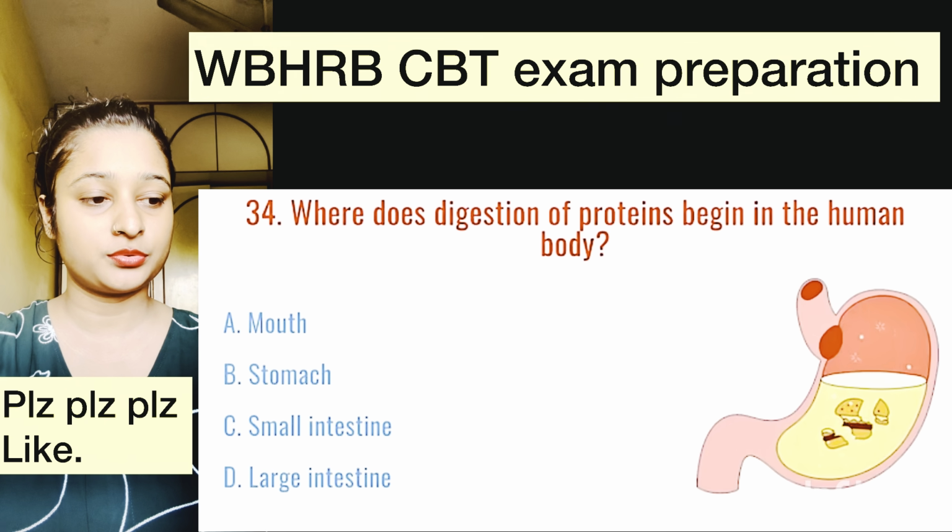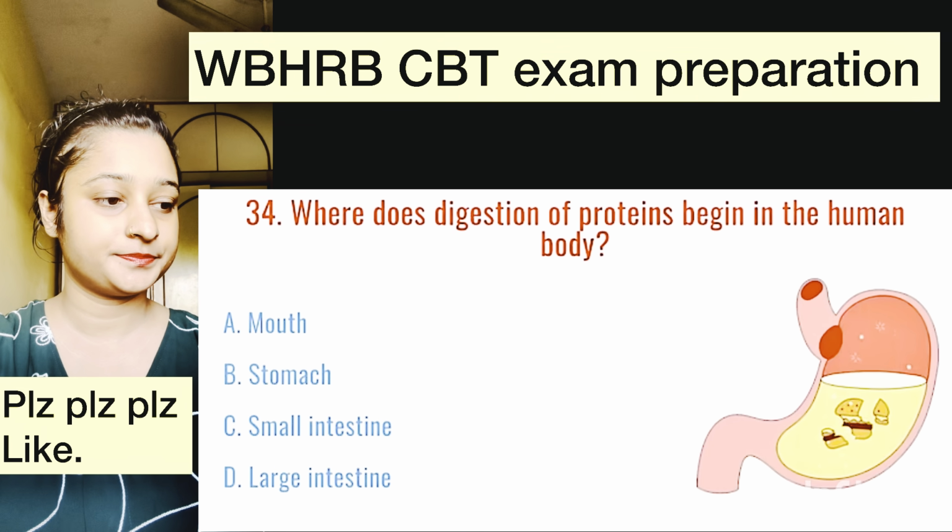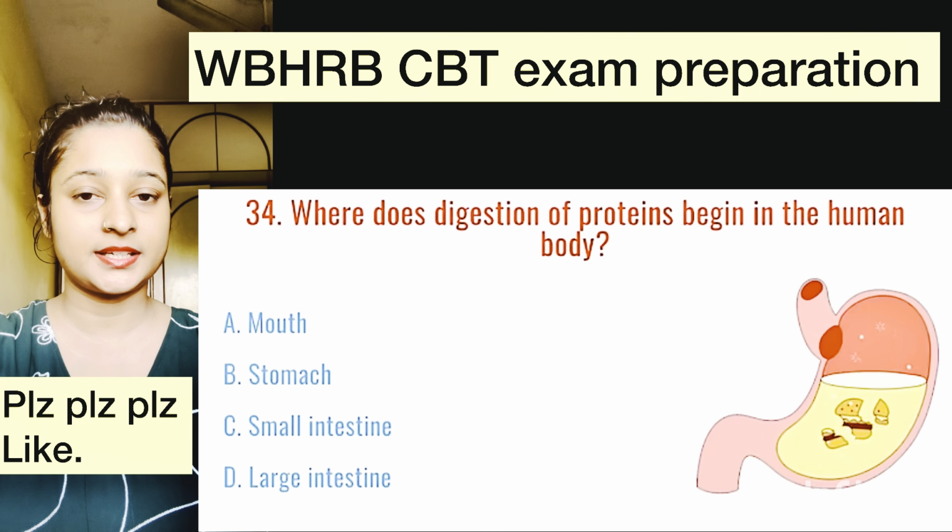Question number 34 is, where does digestion of protein begin in the human body? Option A is mouth, B is stomach, C is small intestine and D is large intestine. Here correct option is option B stomach.